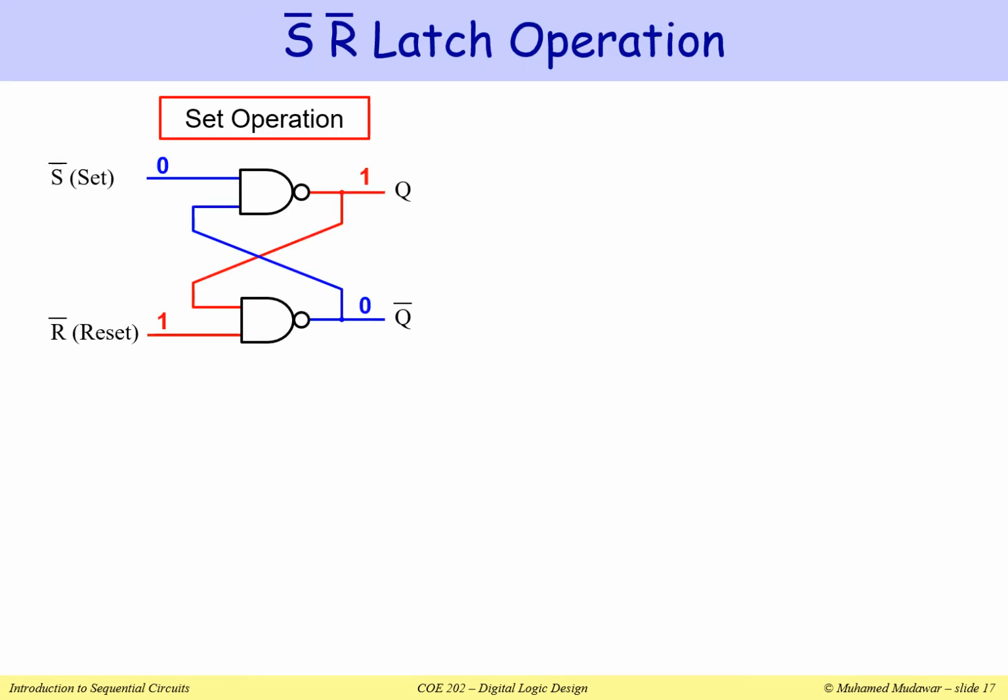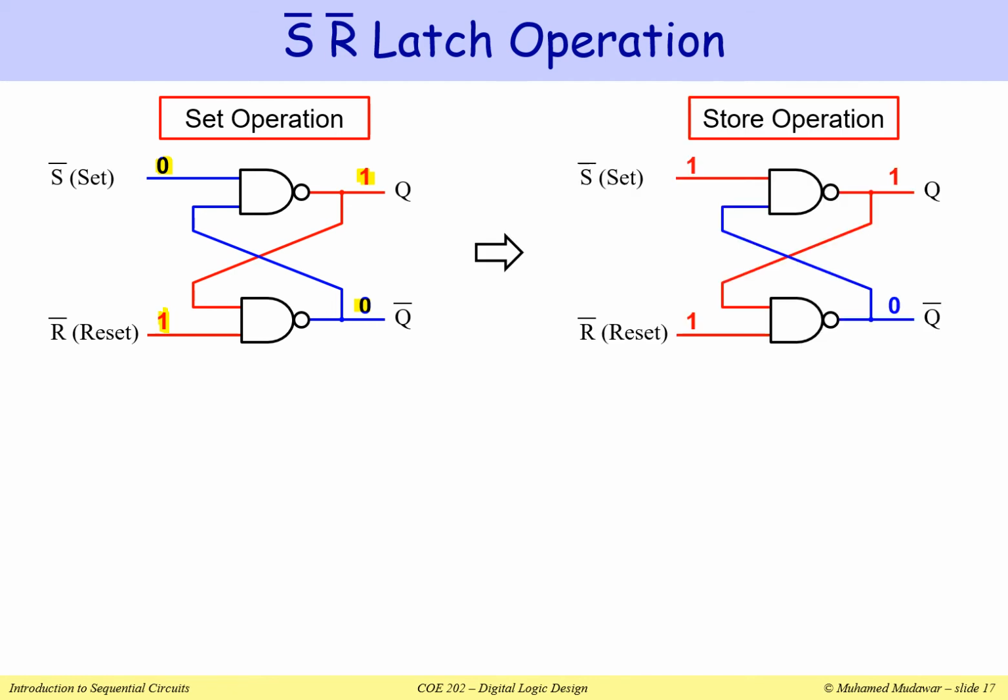This shows the operation of the S bar R bar latch. Notice that when the set input S bar is 0 and the reset input R bar is 1, that's my set operation. Notice that these are NAND gates, so remember that in the case of a NAND gate, it's sufficient to have one of its inputs be 0 to get the output Q equal to 1. And when Q is equal to 1 and the reset input is equal to 1, when you take the NAND of 1 and 1, you get a 0. So that's my set operation. Q will be equal to 1 and Q bar will be equal to 0.